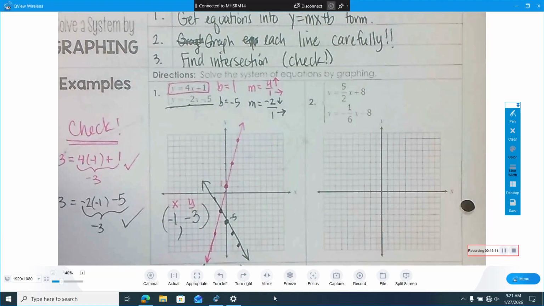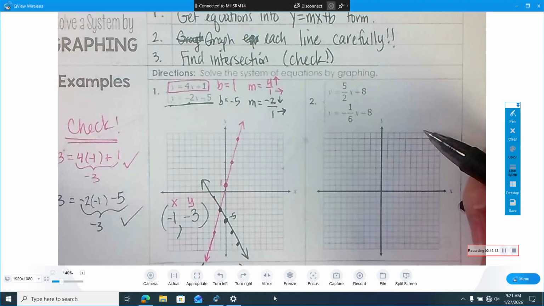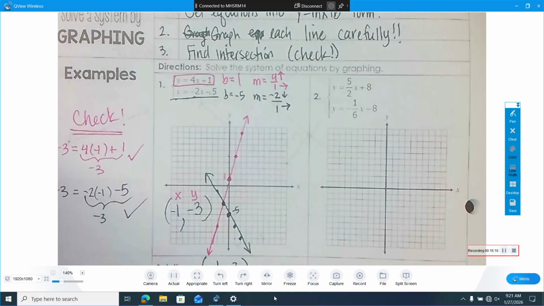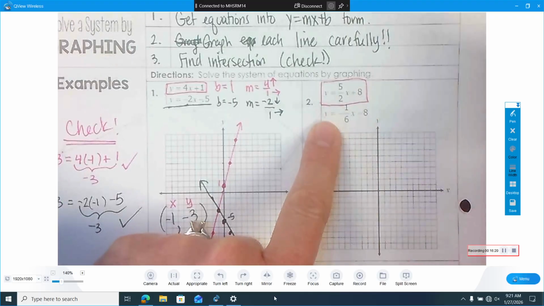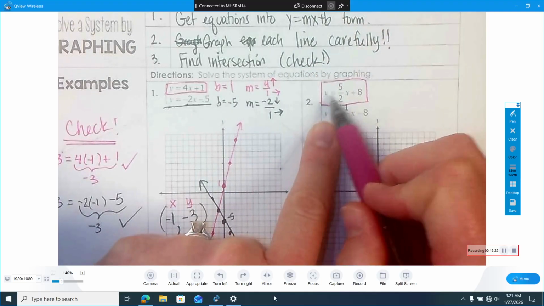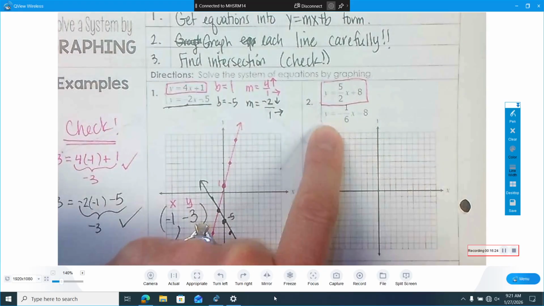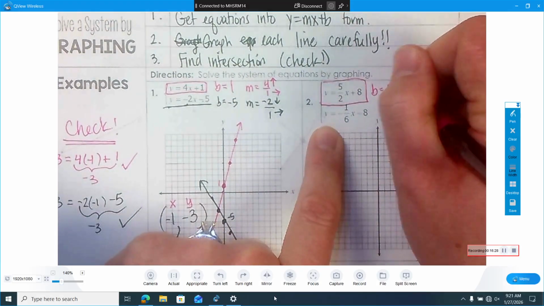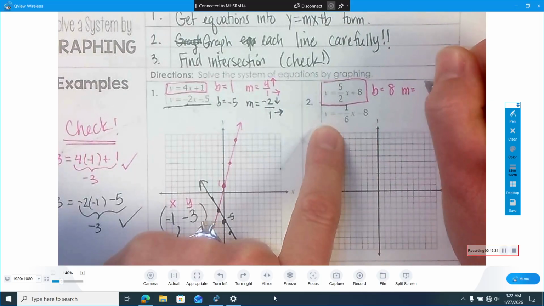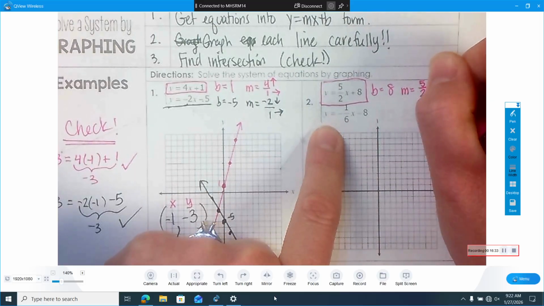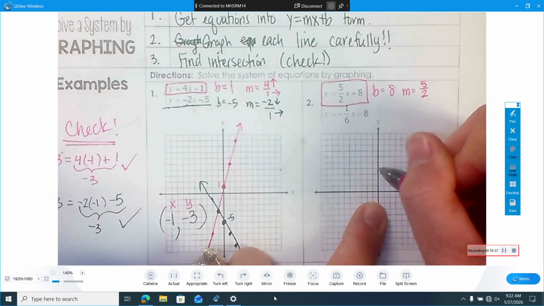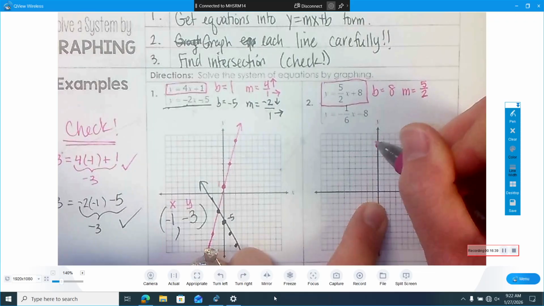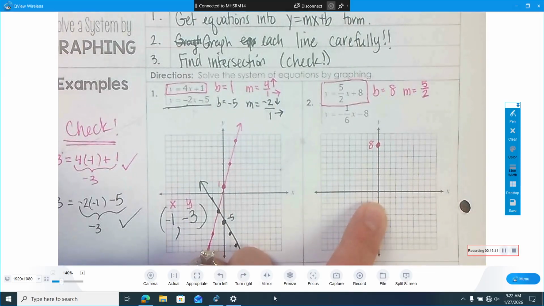Let's graph some more, ladies and gentlemen. Let's look at number 2 here. Is it in slope-intercept form? Yes, it's in y equals mx plus b. We're in perfect form. Where do we begin? 8. And what's our slope? 5 over 2. Good. So I'm going to start at 8 on the y-axis. 1, 2, 3, 4, 5, 6, 7, 8. So there's my beginning point right there at 8.